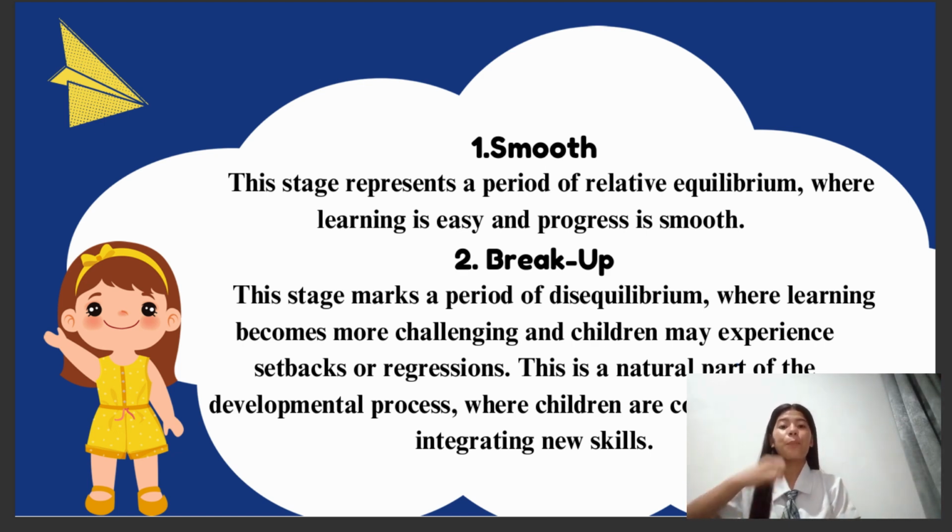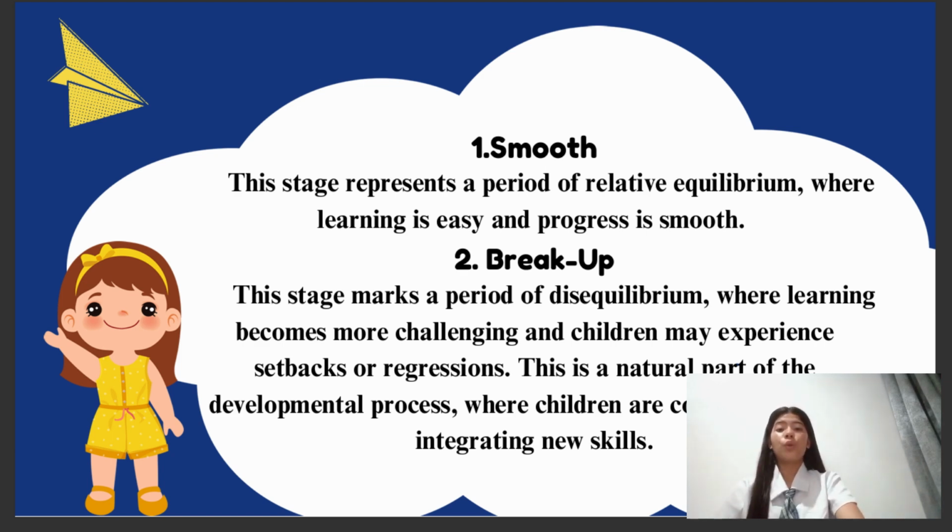The education is there are primary, secondary, senior high school, and also college. Children take a secondary education. The children take lessons, but the lessons are very difficult in that situation. Children may possibly set back regressions because of the difficulty of that lesson. And also Gesell says that this is a natural part of the development process of children, while children are consolidating or integrating skills. And that is the second stage Gesell includes in the development of children.